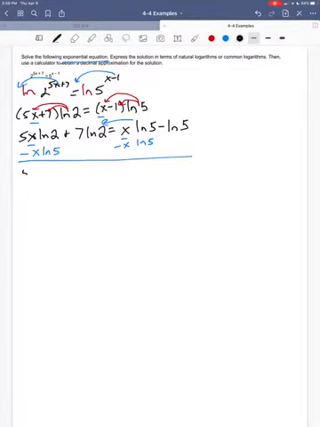So I'm going to have still 5x ln 2, natural log of 2, minus x times the natural log of 5, plus I still have 7 natural log of 2, and then over here I'm just going to have negative natural log of 5. Trying to solve for x. So these two terms have an x involved. Right? These two terms have x's. This term doesn't have an x. The way this works out is I'm going to want to move then that term over to the other side. I want everything with x on one side, everything else on the other. So I'm going to subtract 7 ln 2 from both sides.